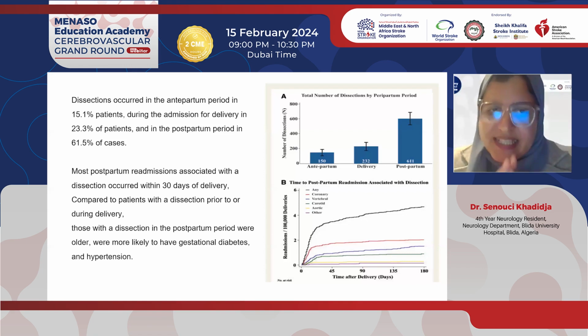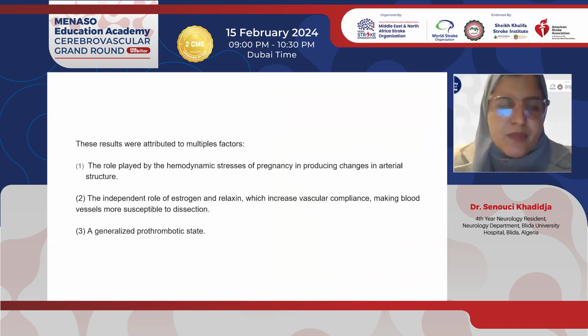Those with a dissection in the postpartum period were older. They were more likely to have gestational diabetes and hypertension. So why are pregnant women more prone to have dissective events? There are three main factors.